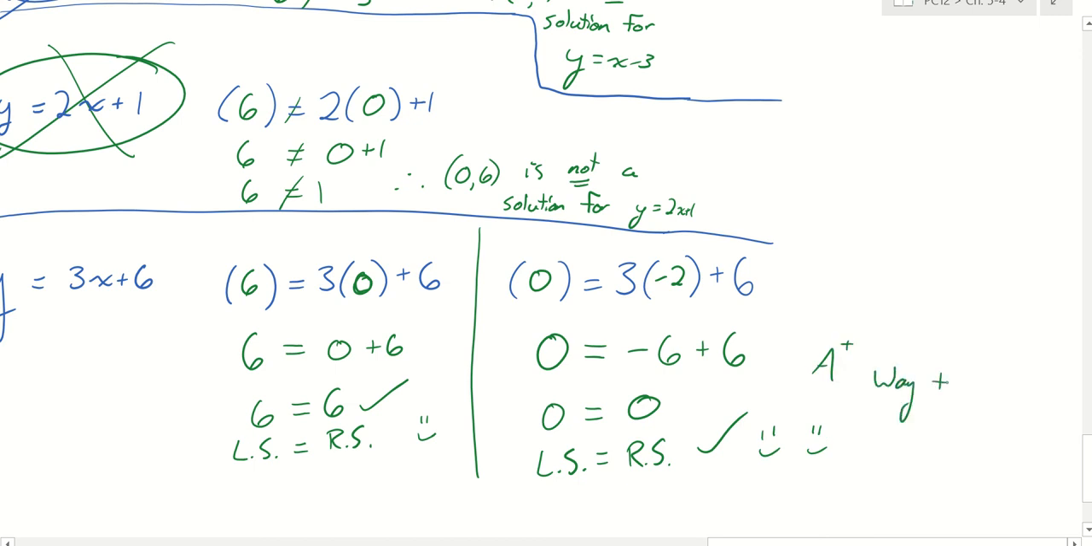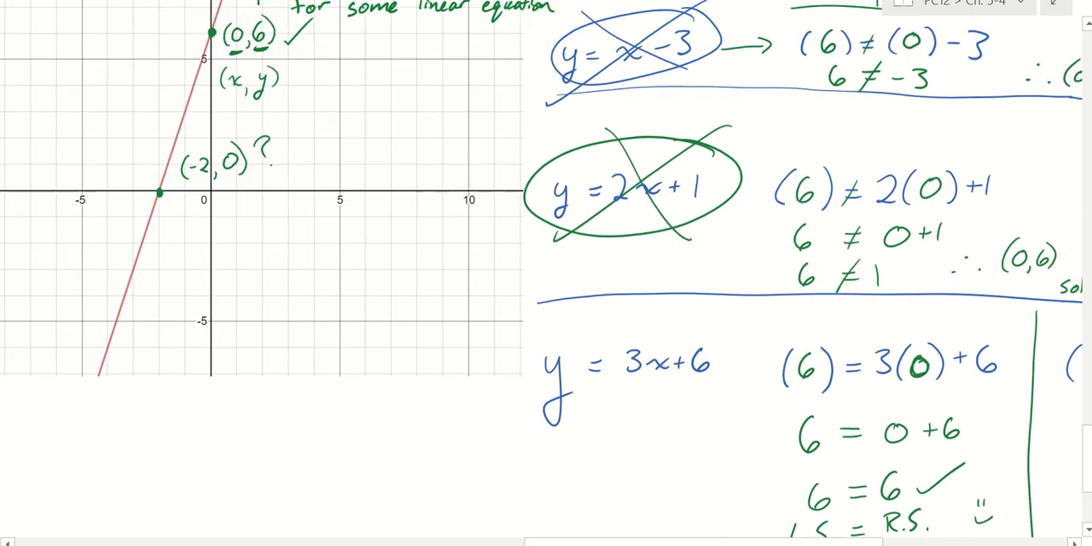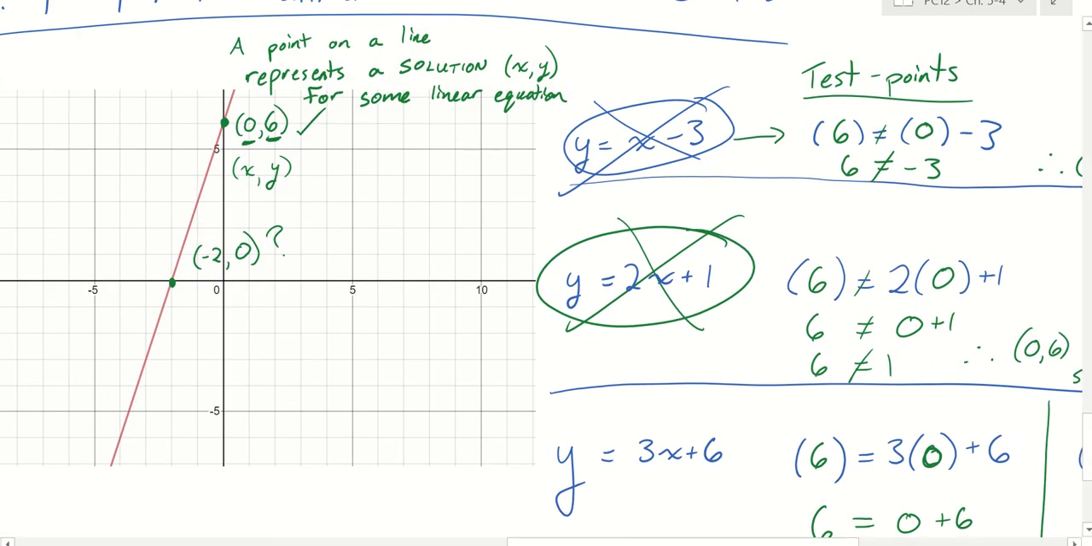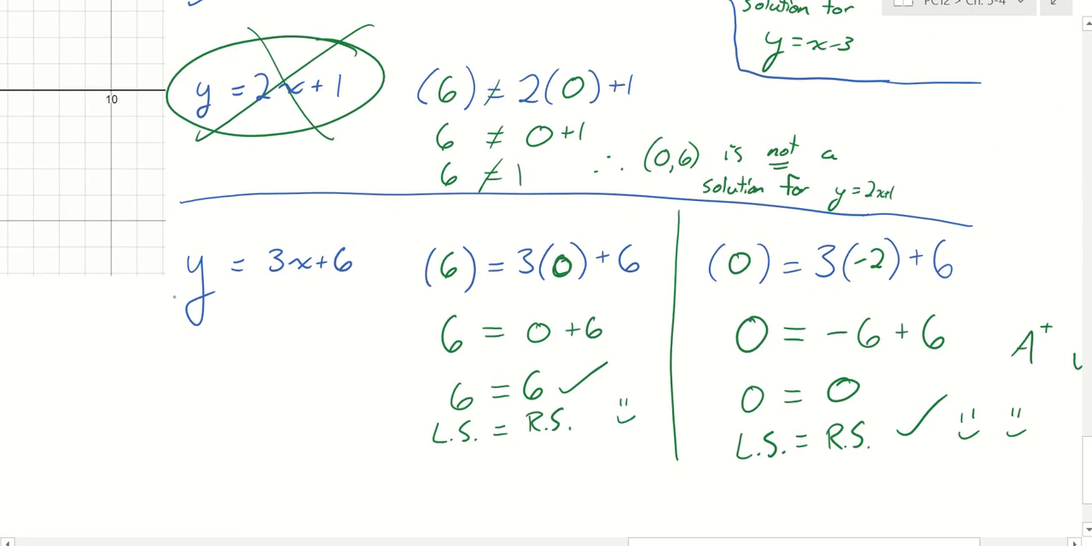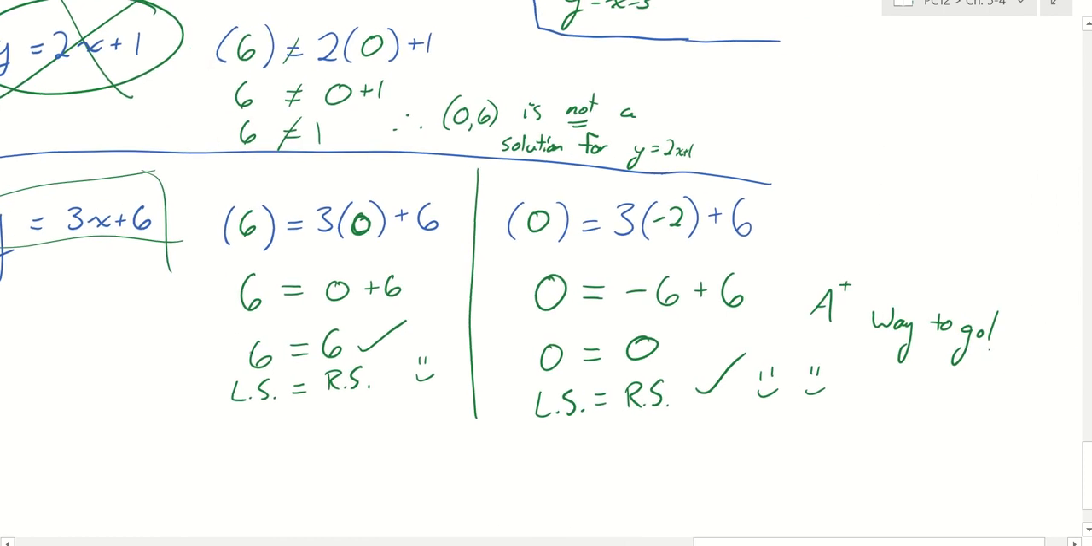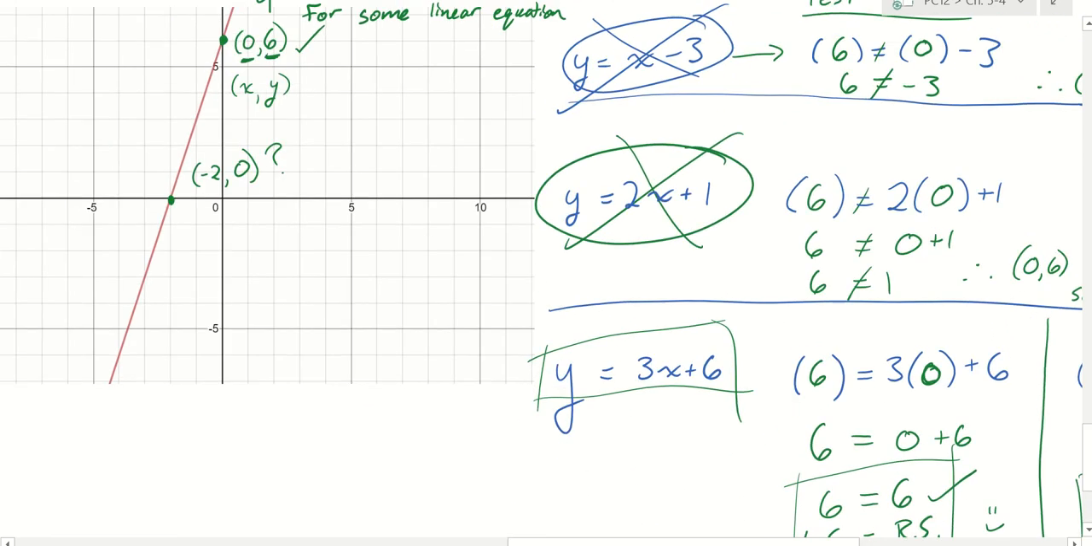Way to go. Super, super happy. We tested 2 points from this line, plugged them into this particular equation. We saw that each time we got a true statement. And so we know that this equation and this line match. So this is our answer, right? This equation matches. We have a match.